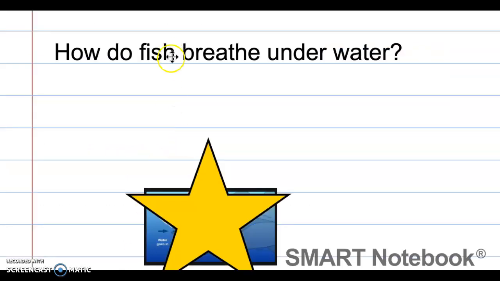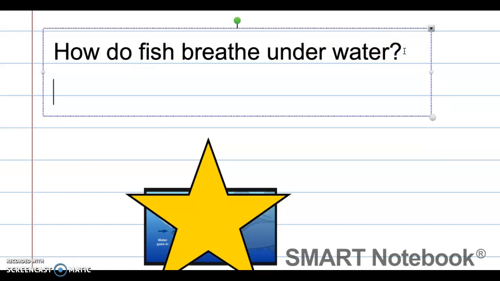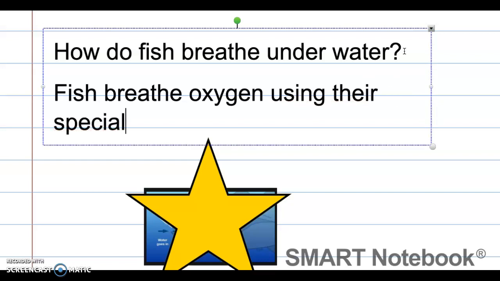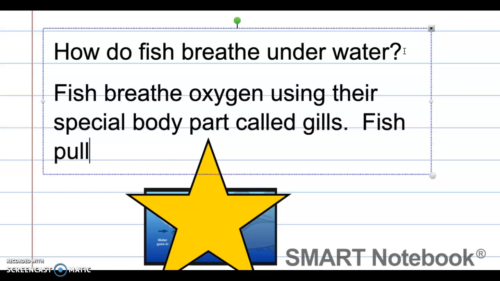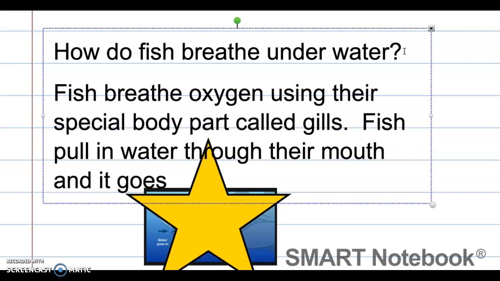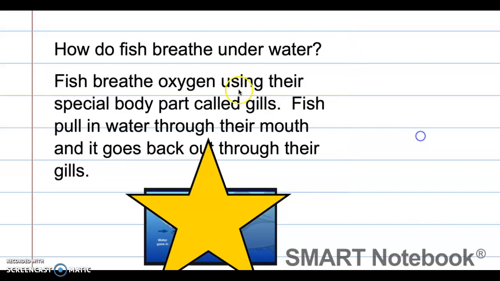Okay, so let me see what I can write. How do fish breathe underwater? So I know that fish breathe oxygen. They also breathe oxygen like people using their special body part called a gill, called gills. Okay, fish pull in water through their mouth and it goes back out through their gills. So I know that that's the way they do it. Very interesting. Okay, so I'm just going to move this up so we can see.